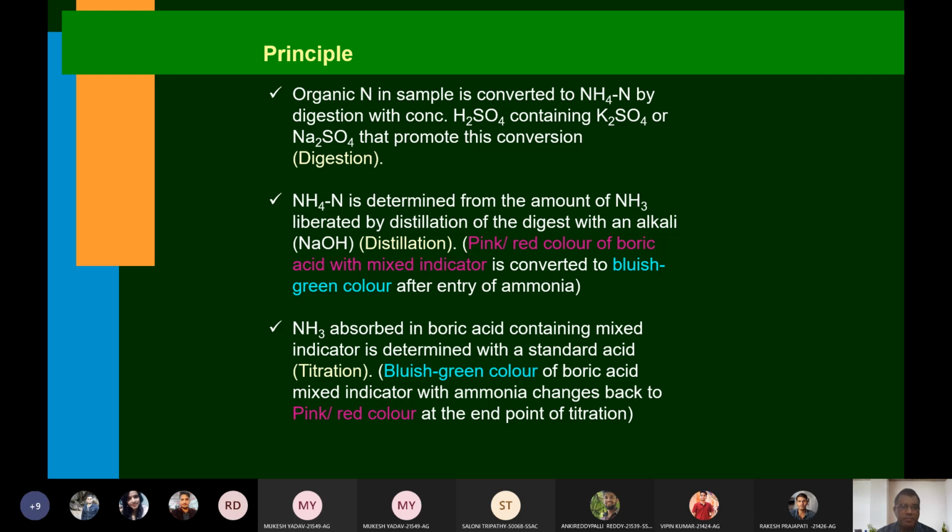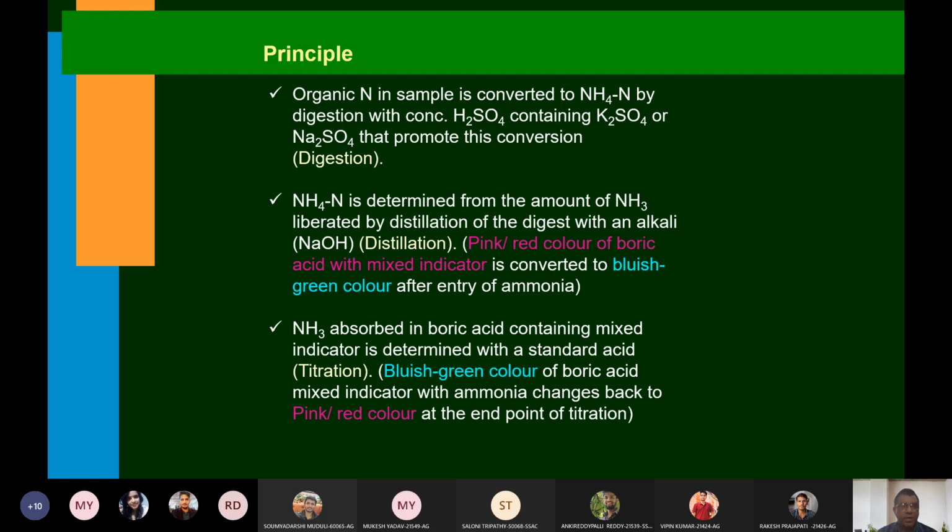The principle is very simple. It is in three parts. The first part of the principle is that organic nitrogen is converted into ammoniacal form. All kinds of nitrogen in the plant samples are converted into ammonium form by using concentrated sulfuric acid containing potassium sulfate or sodium sulfate that promotes this conversion. So this is the first principle of total nitrogen analysis.